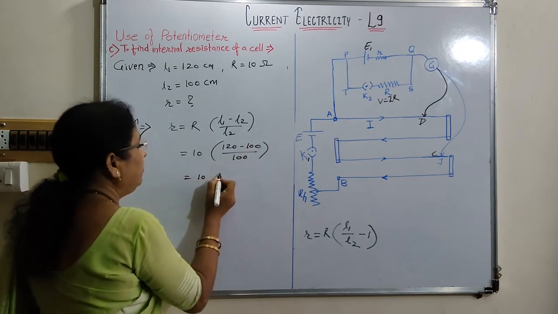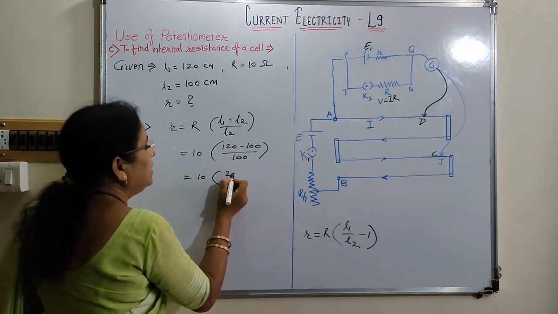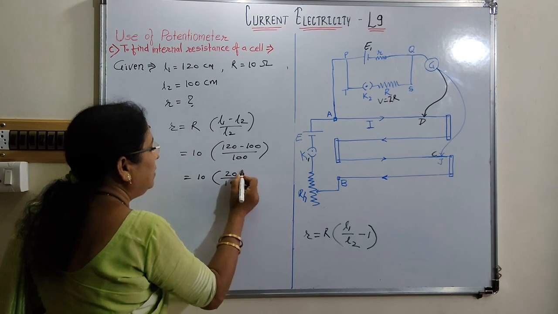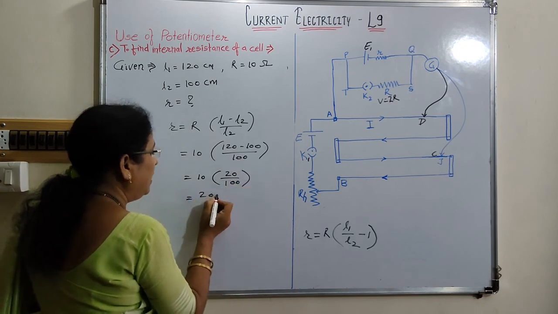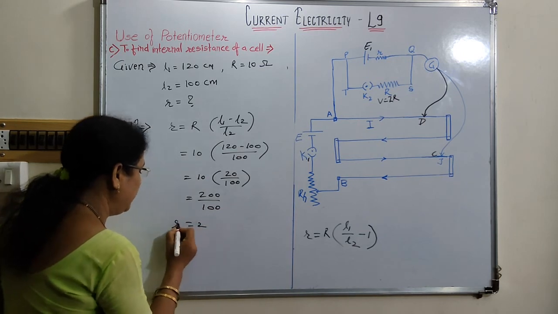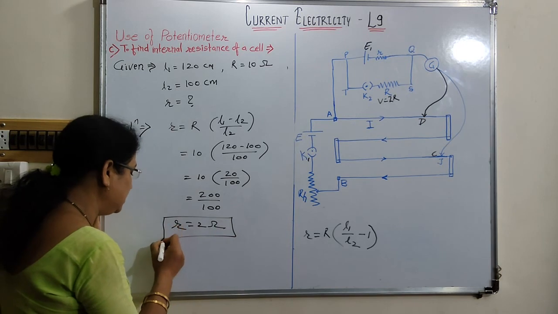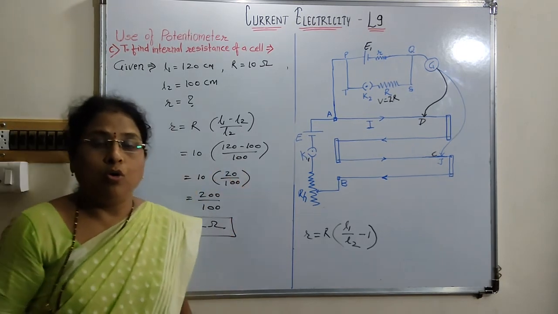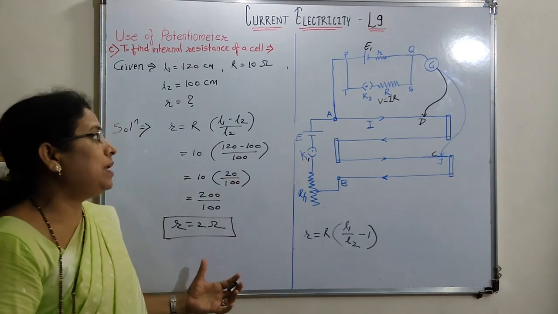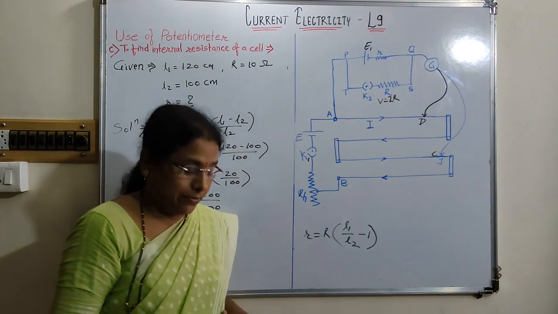So we get 10 into (120 minus 100), that is 20, upon 100. That means we get 200 upon 100, that is 2. So we can say r is equal to 2 ohm. That is, the internal resistance of the cell is 2 ohm. Thus you can solve simple problems to find the internal resistance of a cell. Thank you.